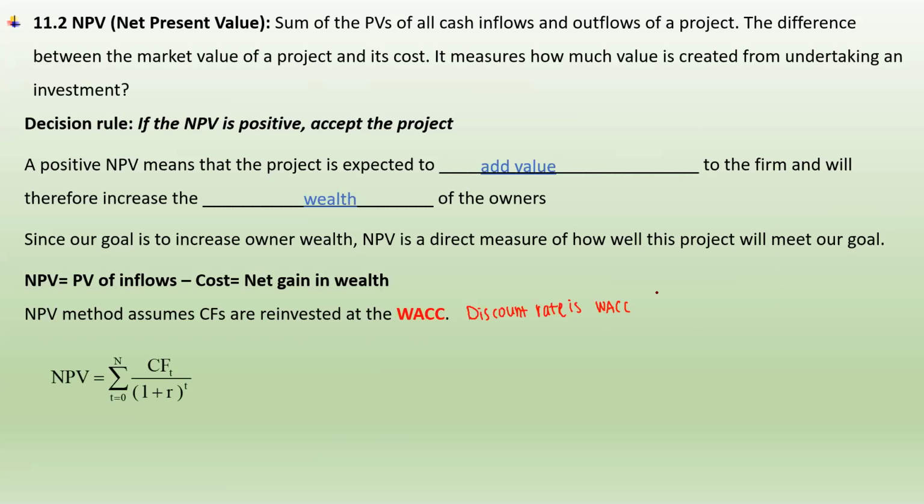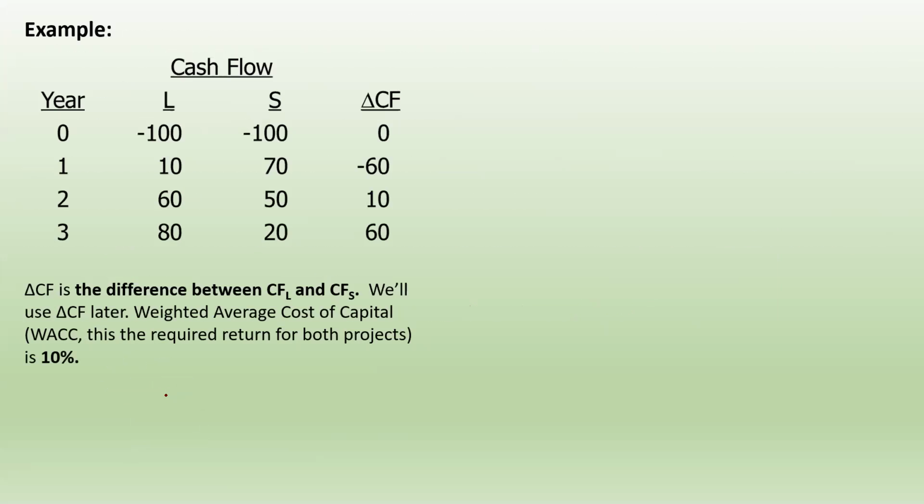So for the net present value, we discount all the cash flows from t equals 0 to the end of the project by this R. R here is the weighted average cost of capital. And here is one example of the NPV rule's application.